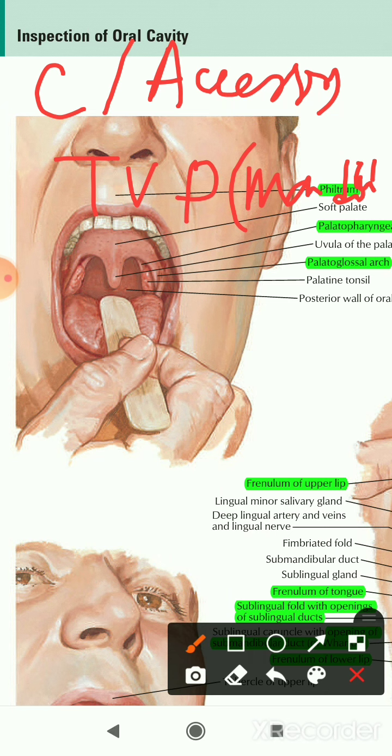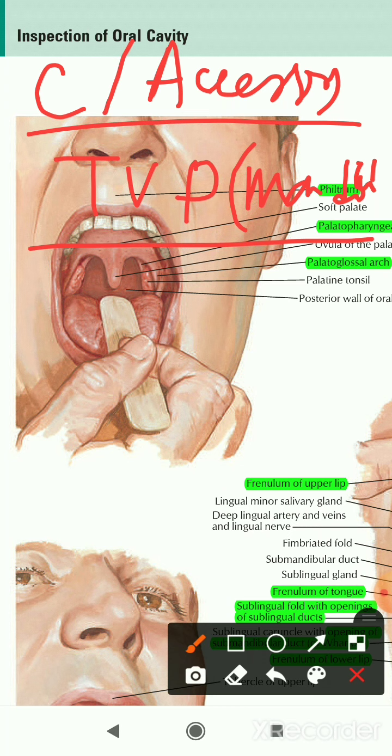So we are talking about their motor supply. All the muscles of the soft palate are supplied by the cranial part of the accessory nerve, except the tensor veli palatini muscle, which is supplied by the trunk of the mandibular nerve. This is the motor supply of the palate. Now come to the sensory supply.